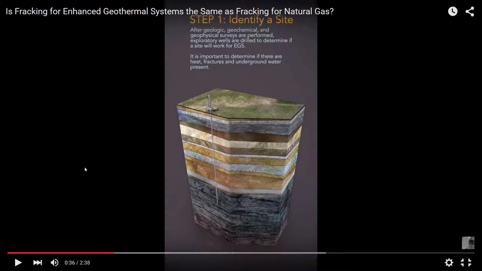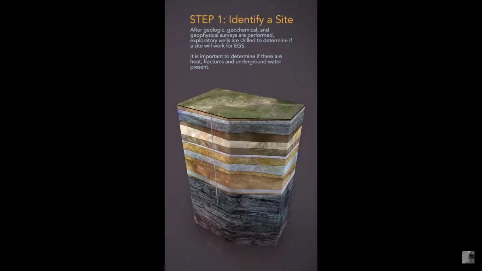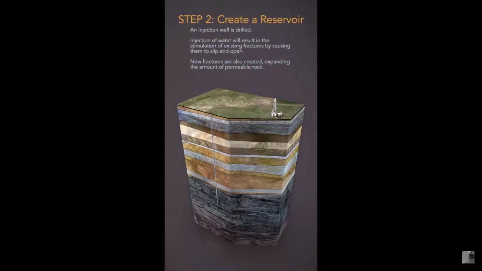Step one, you've got to identify the site. After geological, geochemical, and geophysical surveys are performed, exploratory wells are drilled to determine if a site will work for EGS. It is important to determine if there are heat, fracture, and underground water present. Microseismicity is something we're going to talk about in the next few weeks. Very important for this. You need to create a reservoir.